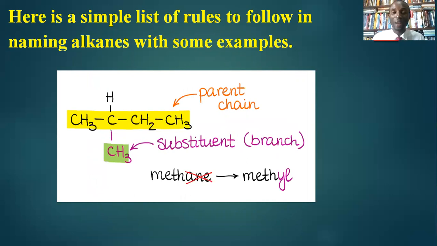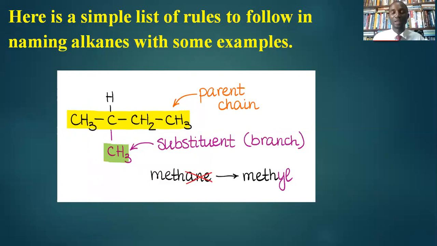Still know that our interest here is naming the alkanes. As I said before, the long chain is what we call the parent chain. Just know it: the longest chain of the compound or structure is called the parent chain of that particular compound. Then the substituents, we call them branches. Substituent CH3 is methyl. Instead of calling it methane, because methane is CH4, you call it methyl, which is an alkyl group. These are just the few things you need to know.